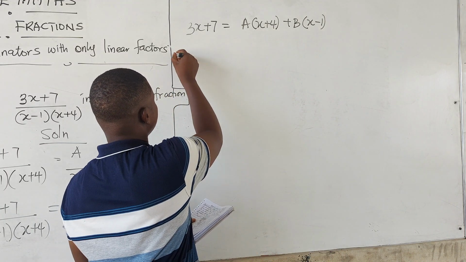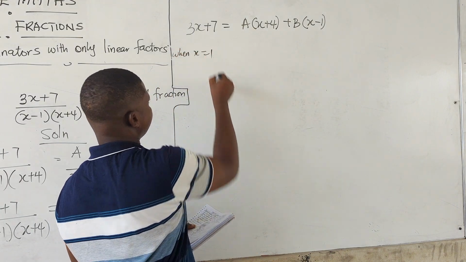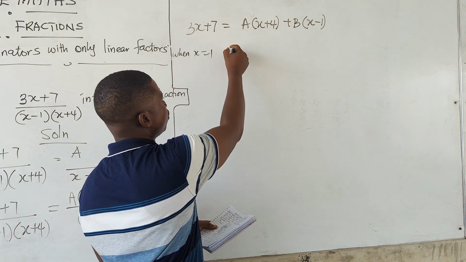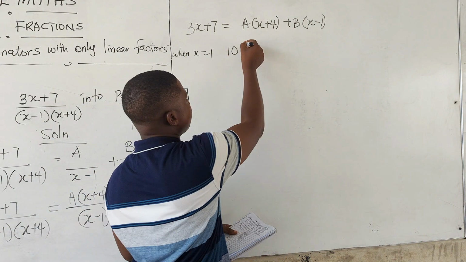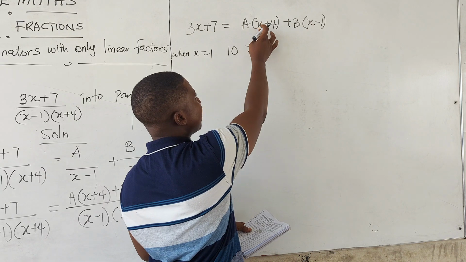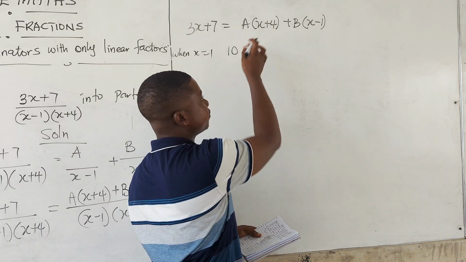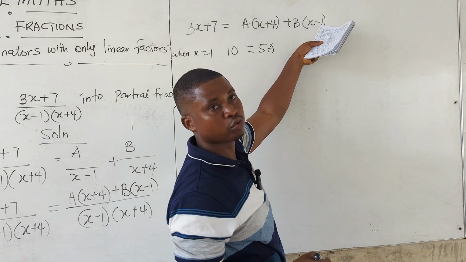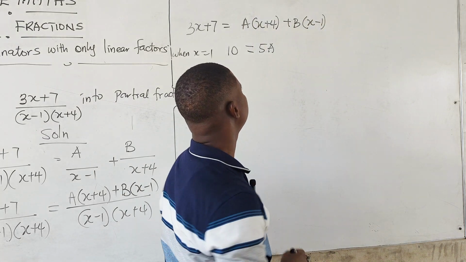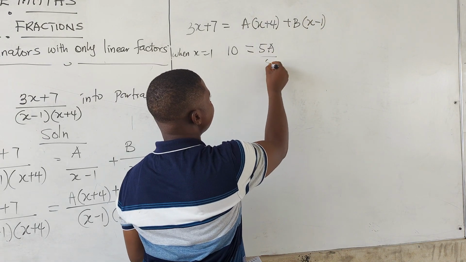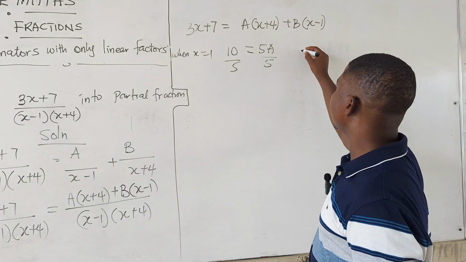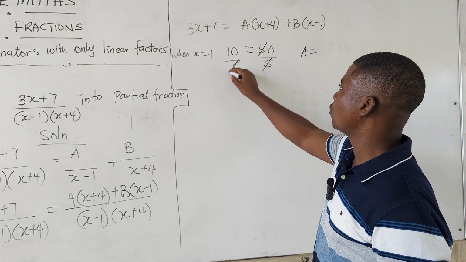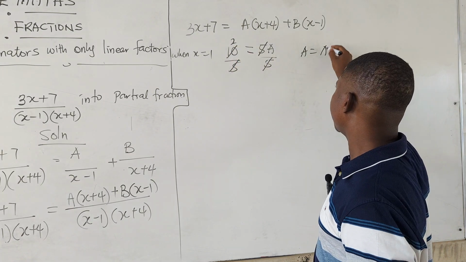So when x is 1, we have 3 times 1, which is 3, plus 7. So I'm going to get 10, which is equal to, when x is 1, A times 1 plus 4, which is 5. So 5A. But B times 1 minus 1 is 0, so the whole of this is 0. Let me divide here by 5, here by 5. A is equal to 2.